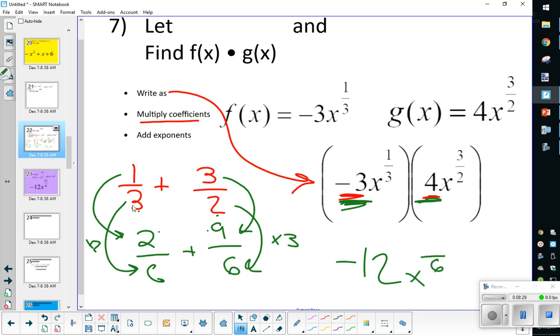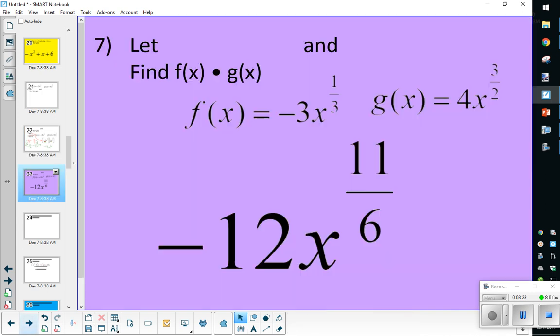And all she's got to do is take 2 plus 9. And that will get her 11. -12x to the 11/6 powers. Questions on that one?